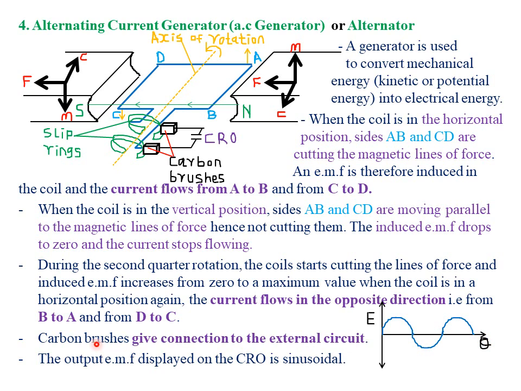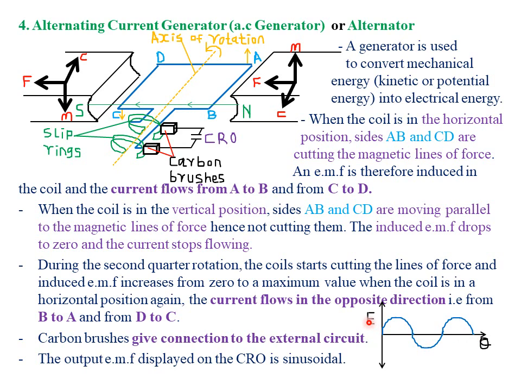So the purpose of the carbon brushes is that they simply give connection to the external circuit. The external circuit in this case, of course, is the CRO, or the cathode ray oscilloscope, which displays the waveforms of the induced EMF. So the output EMF displayed on the CRO is actually sinusoidal, that is, in the form of a sine wave as shown in this particular diagram.